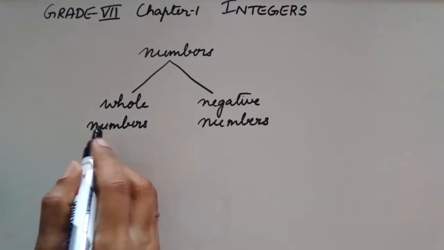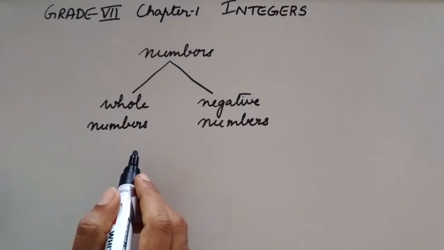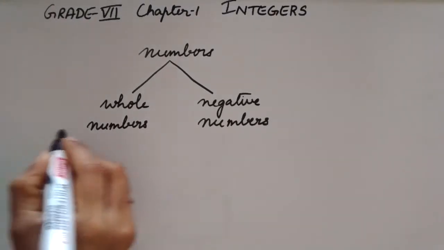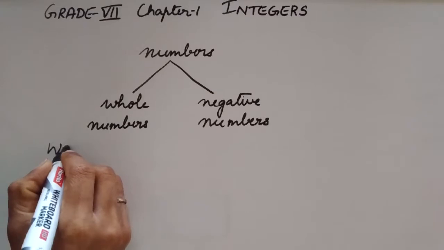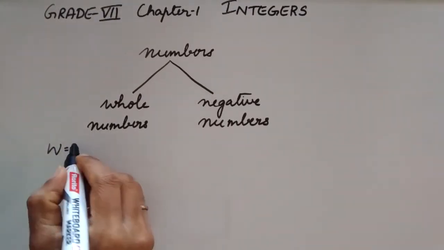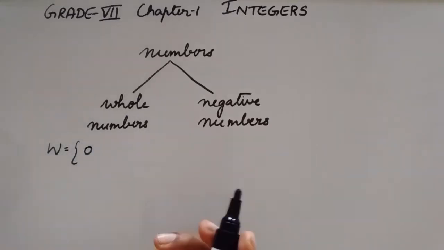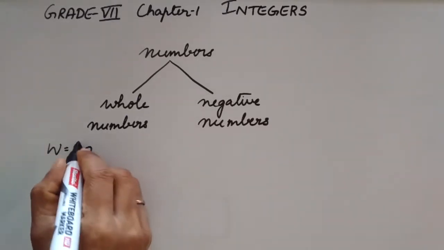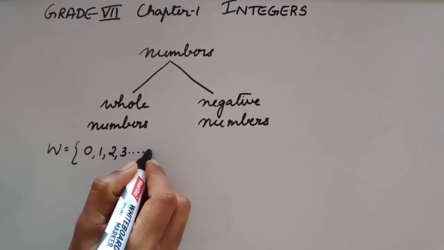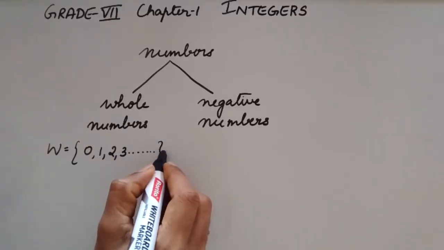Now, what are these whole numbers? Whole numbers are represented by the letter W. And whole numbers are the numbers which start from 0: 0, 1, 2, 3, and so on to infinity.